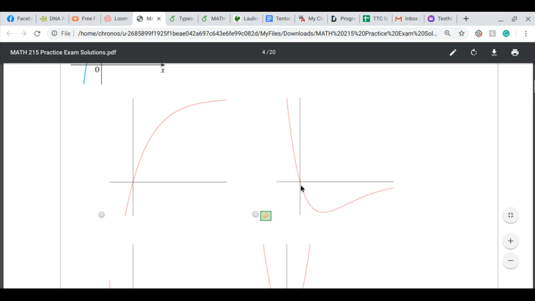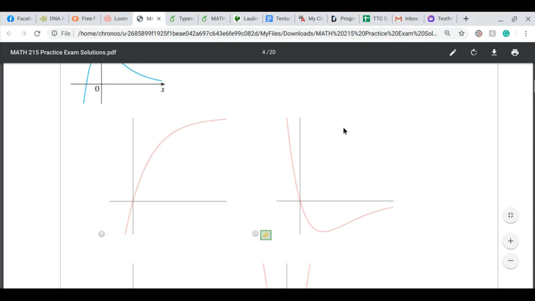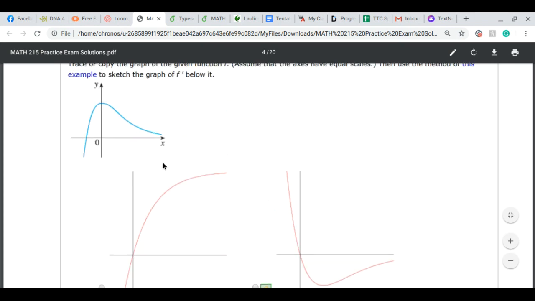F prime is negative, becoming more negative, hits a minimum negative value, and then goes back up to zero. So this answer choice is correct because you have to pay attention very carefully to what the slope is doing.